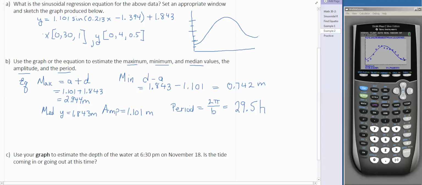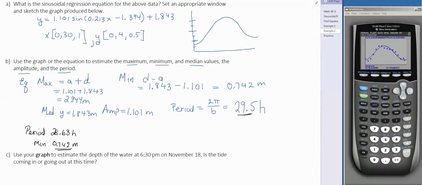Let me just grab this here. So the period is 28.63 hours. So a little bit different from what we're getting from our equation, again in part because that 0.213 is an approximated value. And our minimum value here is 0.742, and that's in meters, and that comes right off of the y value for our minimum.